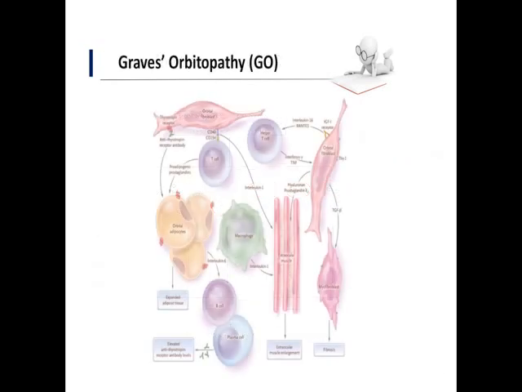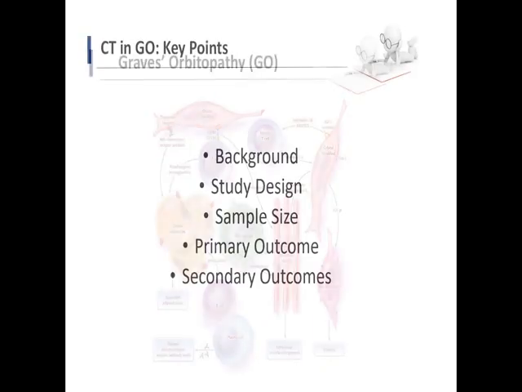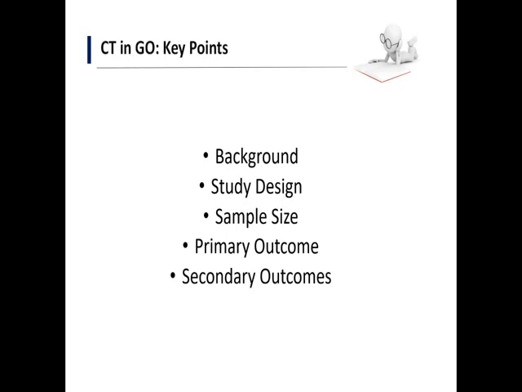The recent acquisitions on the pathogenesis of GO have allowed the identification of several molecular targets for drugs, and that are the subjects of several clinical trials that are ongoing or that have been performed lately. When designing a clinical trial, there are a few key points that have to be taken into account: the background, the study design, the sample size, and the outcomes.